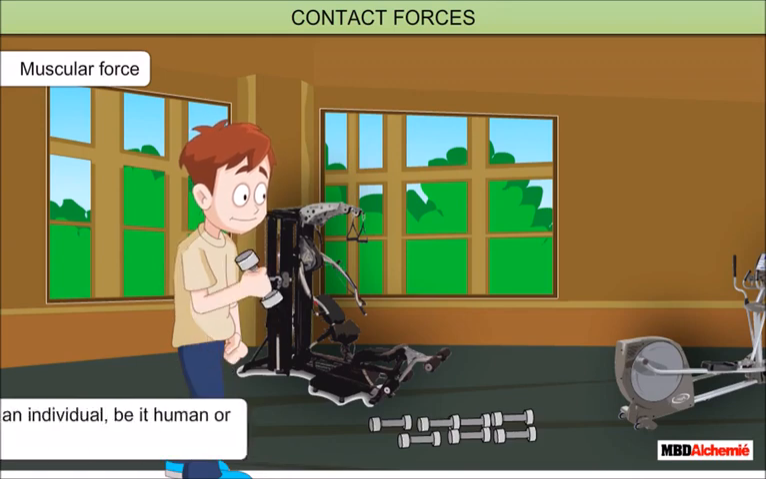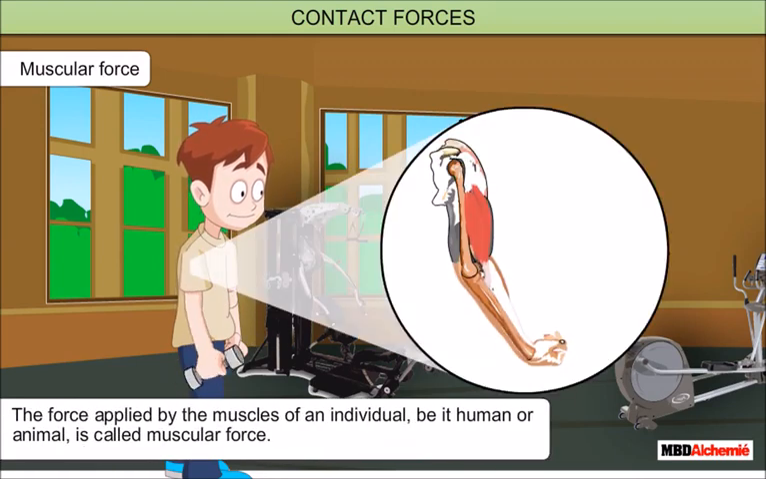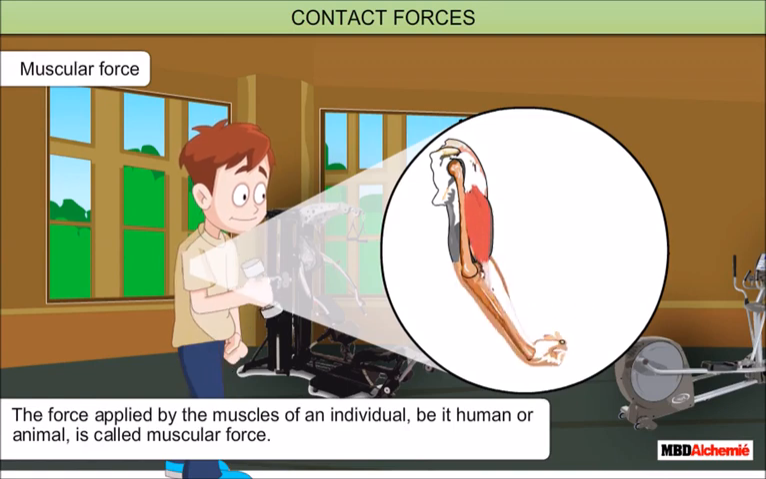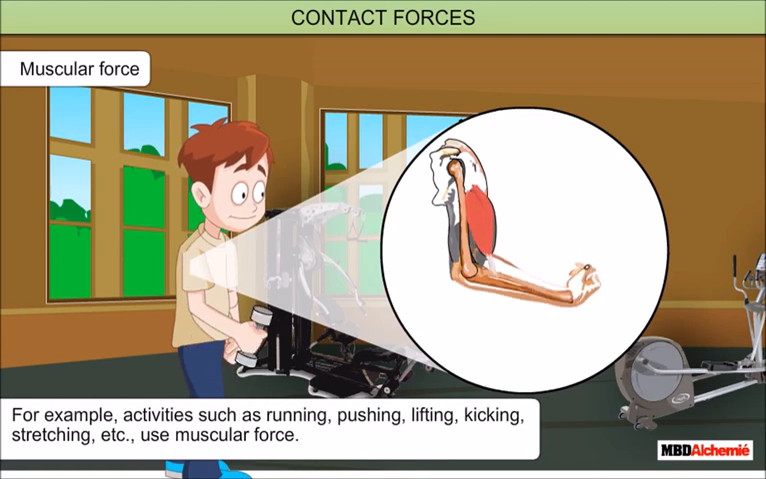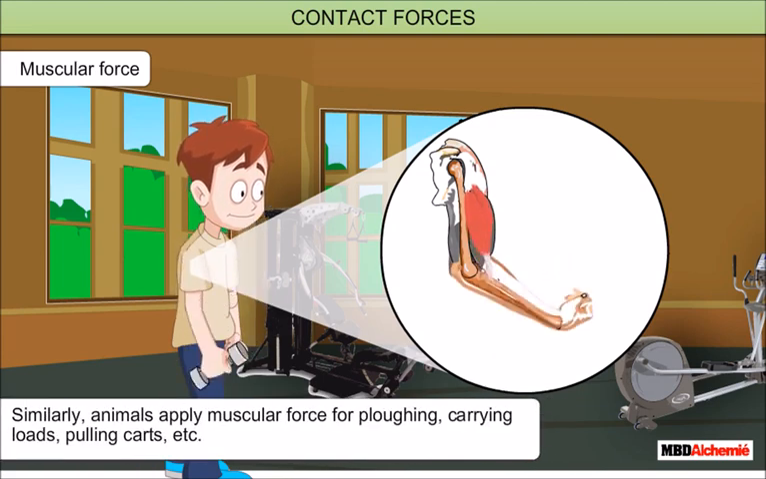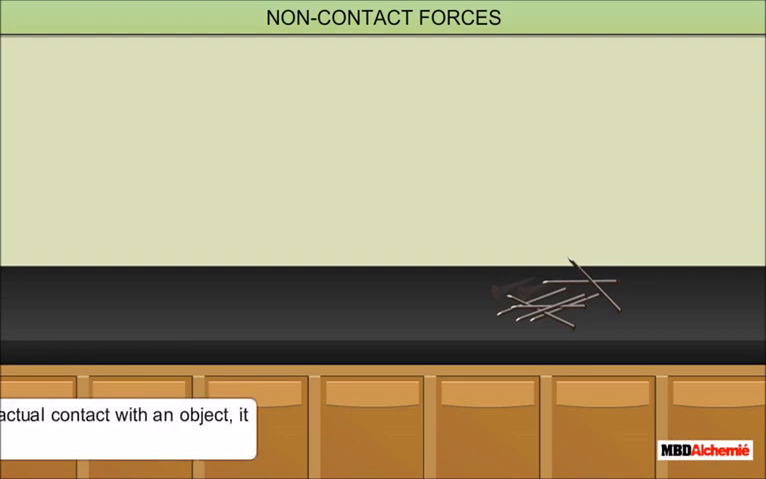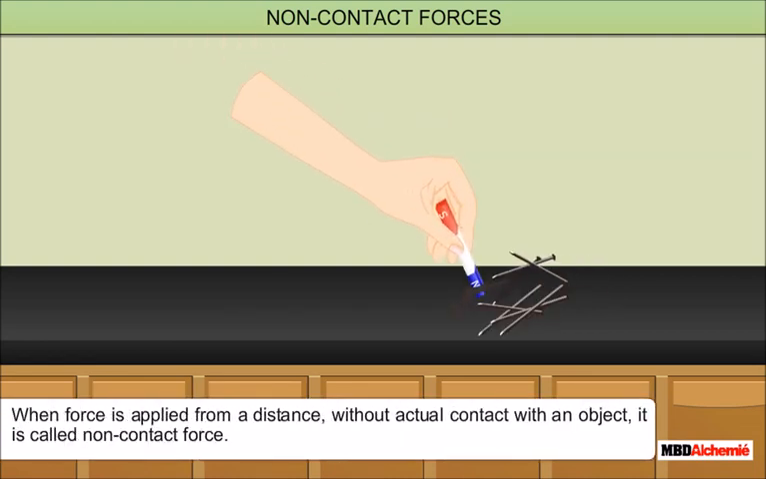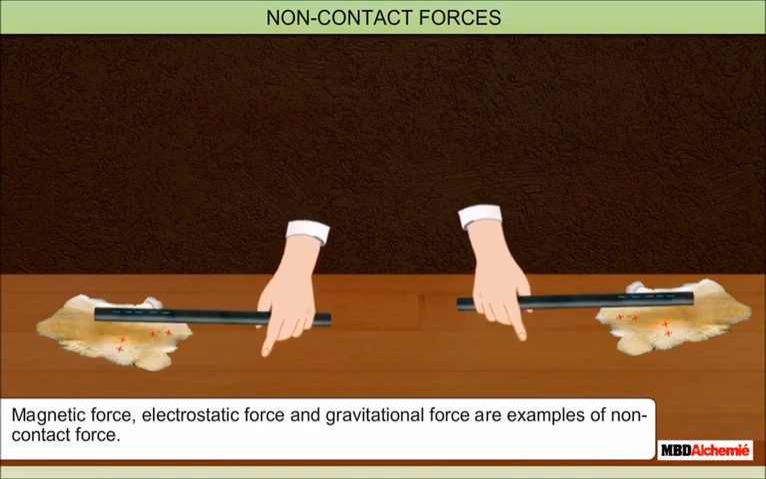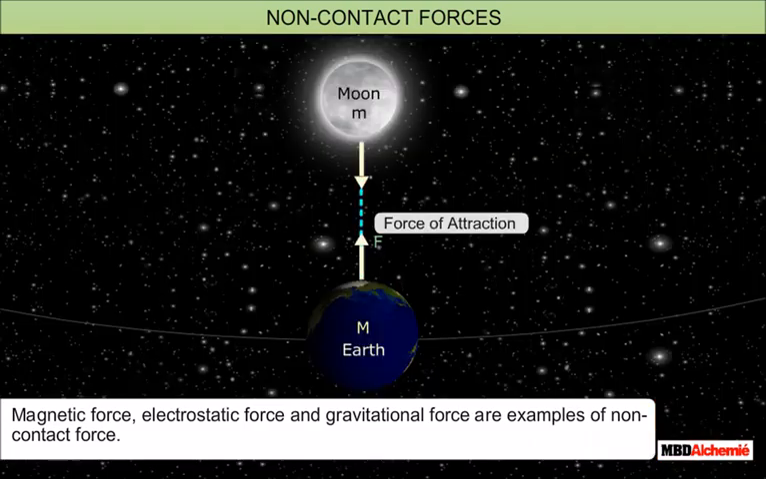Muscular force. The force applied by the muscles of an individual, be it human or animal, is called muscular force. For example, activities such as running. Non-contact forces. When force is applied from a distance, without actual contact with an object, it is called non-contact force. Magnetic force, electrostatic force, and gravitational force are examples of non-contact force.